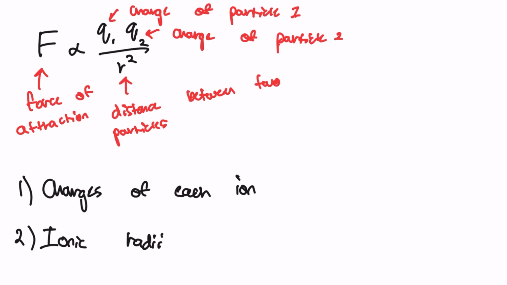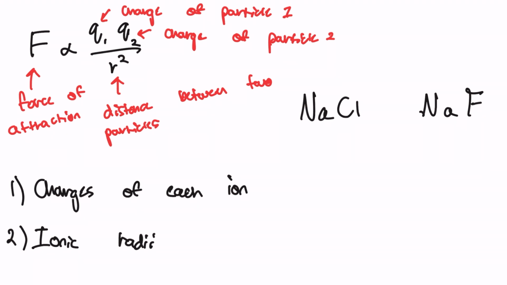For our second example, which of the following has a higher melting point? NaCl or NaF? This time, the charges of each ion are the same. They are both plus or minus 1 respectively. So we need to go to step 2. We need to look at the atomic radii. We know that the fluorine atom is smaller than the chlorine atom. This means that there is less distance between the 2 atoms in NaF than there is in NaCl. According to Coulomb's law, as the distance between 2 particles decreases, then the force of attraction must increase. Therefore, NaF will have a higher melting point than NaCl because its force of attraction is stronger.